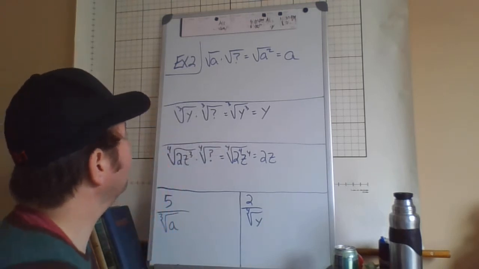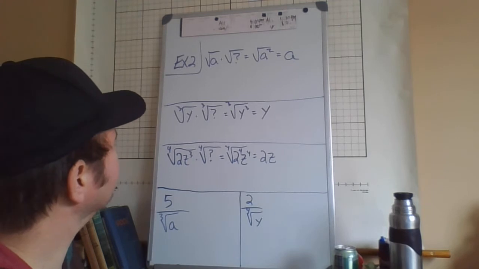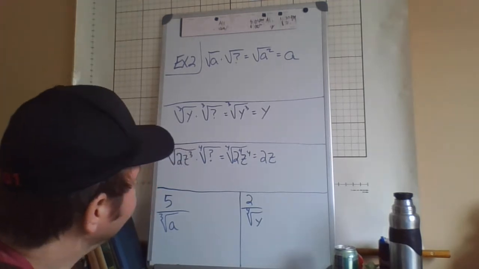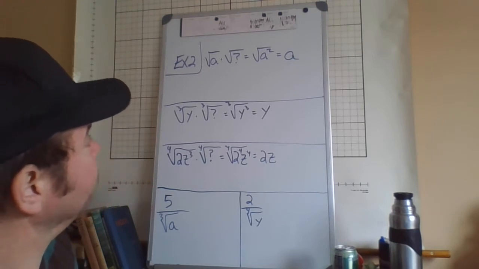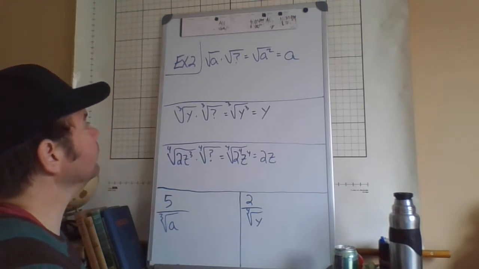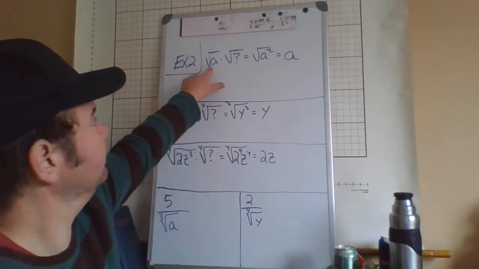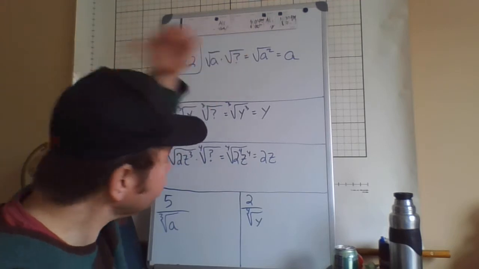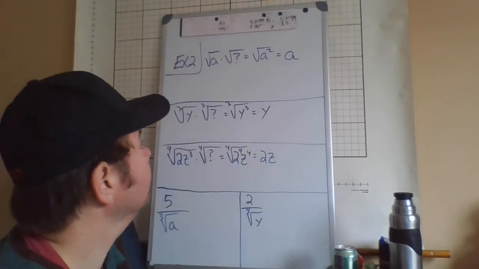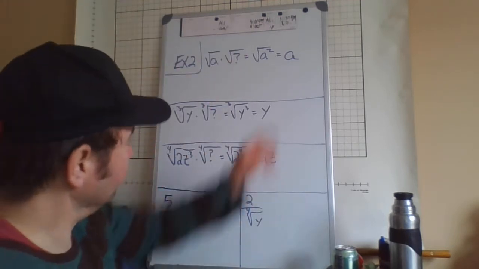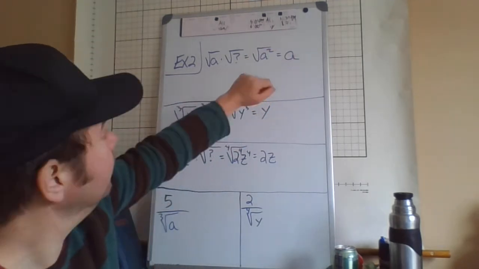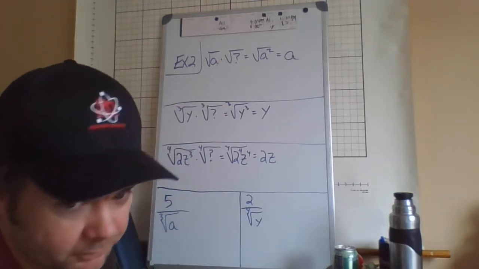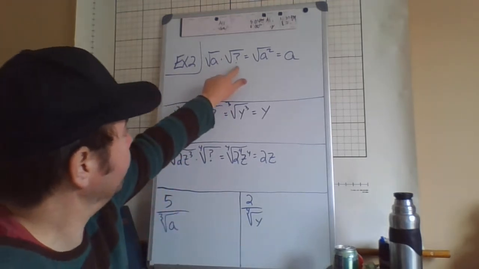The first example is this kind of situation where they're asking you to complete an equation, figure out what's supposed to go in for this question mark. The first one tells you that the square root of a times the square root of something equals the square root of a squared, which of course equals a. We're going to learn a trick here that's going to help us with the problems in example 3. So let's think about this.